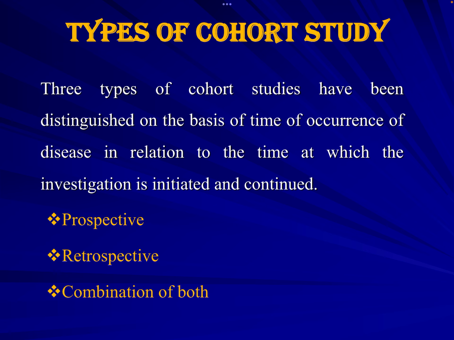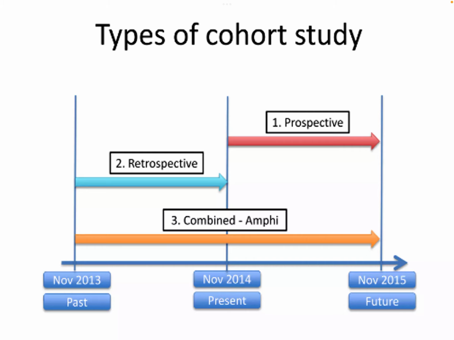Types of cohort study. Three types of cohort studies have been distinguished on the basis of time of occurrence of disease in relation to the time at which the investigation is initiated and continued. It is divided into prospective, retrospective and a combination of both. So this picture explains the types of cohort study.